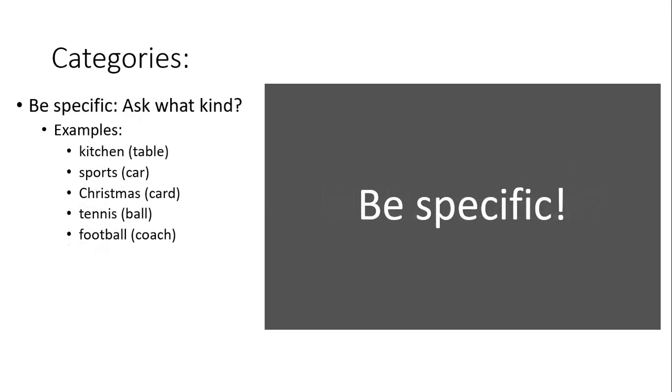Another category that I wanted to add here was to be specific, and also we can ask what kind. Examples: we have the kitchen table, we have a sports car, a Christmas card, a tennis ball, a football coach. And if you look at some of these words, for example, kitchen and sports, Christmas, most of them, right? All of them, they're nouns as well. But in this particular phrase, they're being used as adjectives because they're describing, you're being specific. I'm not talking about any table, I'm speaking about the kitchen table, okay? I'm not talking about a birthday card, I'm speaking about a Christmas card. So you see how they're being specific? What kind of card? A Christmas card. What kind of table? A kitchen table. What kind of coach? He's a football coach. Okay, so you're being specific about these words that you're giving to describe nouns.